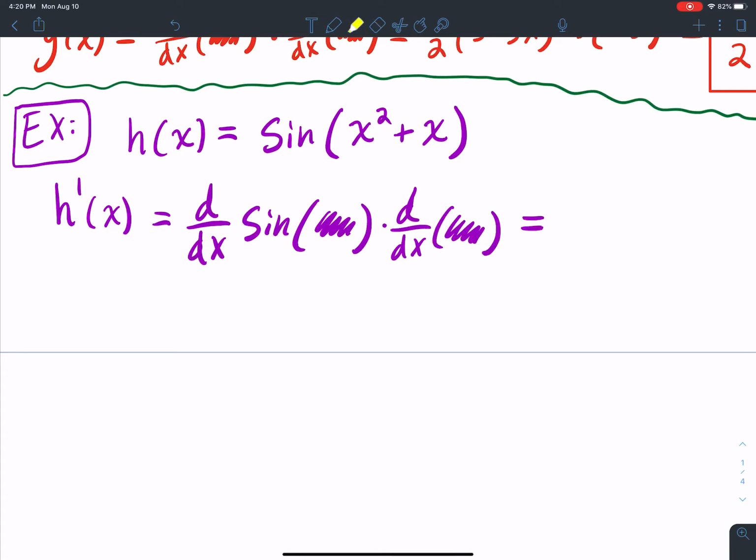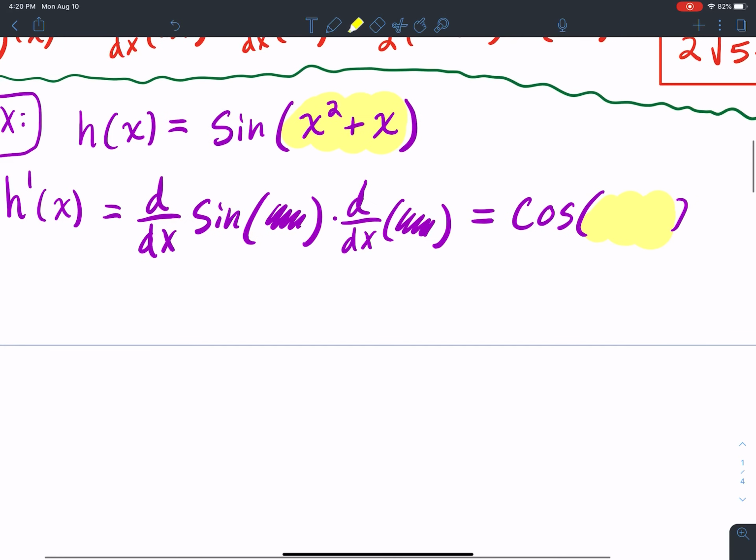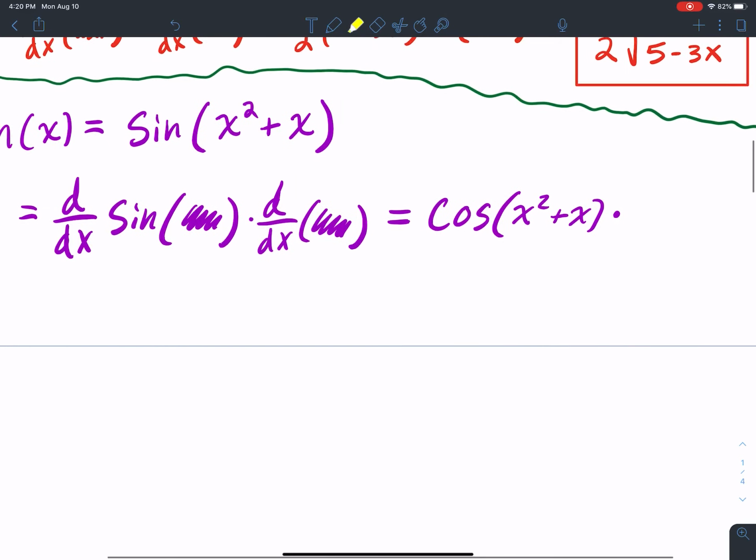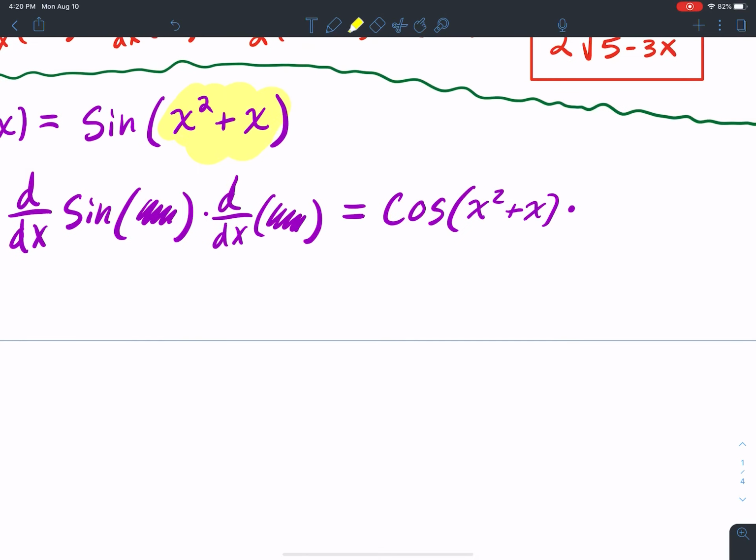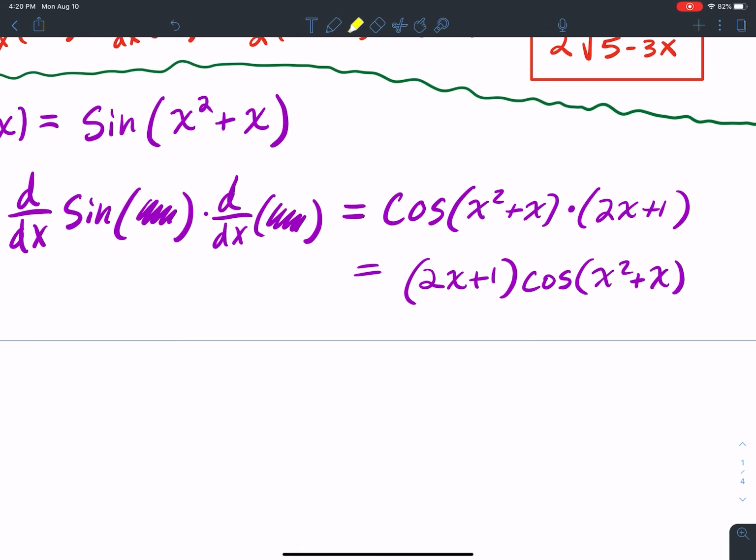So what is the derivative of sine of stuff? That's cosine of stuff. But what is the stuff equal to? It's equal to x squared plus x. And then the derivative of the stuff: the derivative of x squared is 2x, derivative of x is 1. So this is 2x plus 1. If I simplify this, I like to write this part first and then my cosine at the end. So I just swap those around. A times b is b times a.